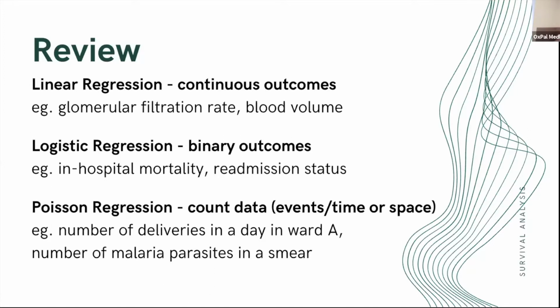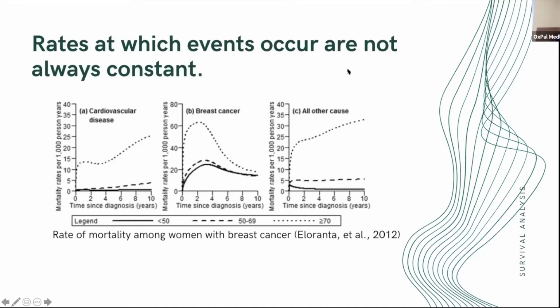And there are instances when that assumption cannot be applied. Let's look at some examples. So it's not always constant. For instance, the rate of mortality among women with breast cancer. I want you guys to focus on the middle graph here, showing how, from the time of diagnosis of breast cancer, this is the mortality rate of women who die from breast cancer. It seems that mortality from breast cancer peaks at around 2 years and then it goes down. So that rate of mortality changes throughout time.